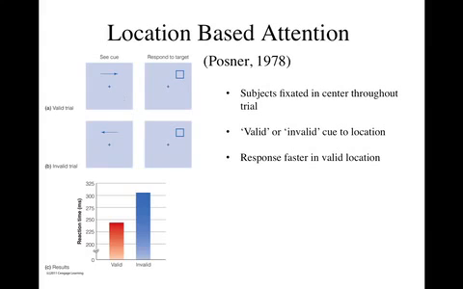And the general finding was that if it was a trial where there was a valid cue, reaction time was quicker in responding to the stimulus. And the idea is that people are processing that information in the location even prior to the target showing up, and they're doing this in a covert attention kind of way. So this is evidence that people can pay attention to locations and that this can speed up their responses, their ability to process information there.